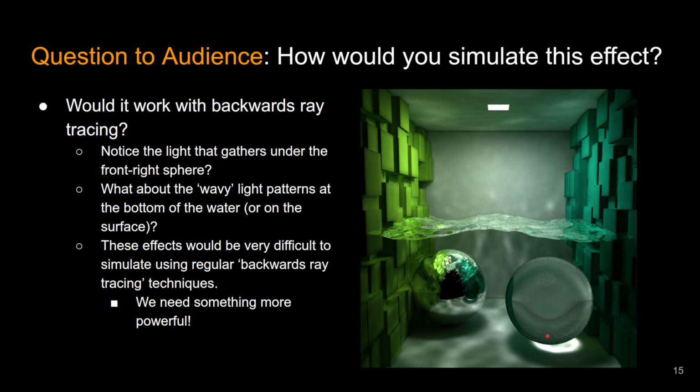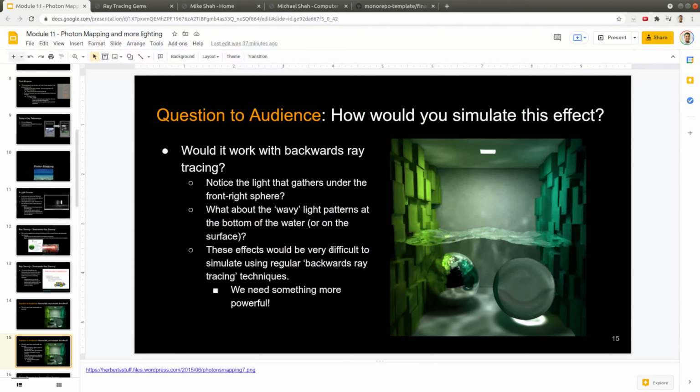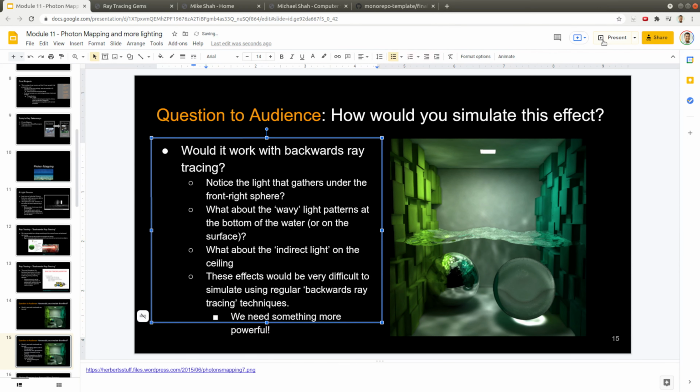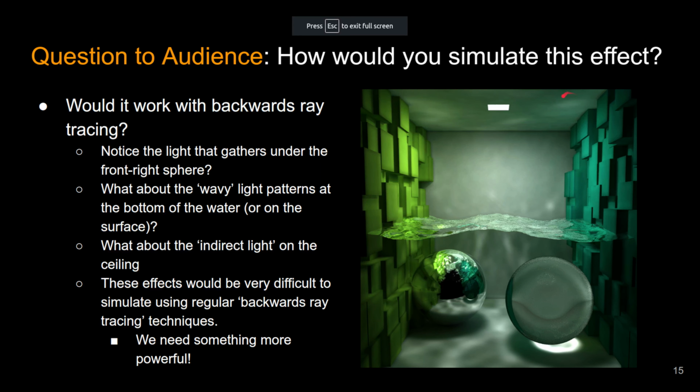But there's a little bit more to it, because there's actually light on the ceiling here too. Where does that come from? Let me add that here. What about the indirect light on the ceiling? That's going to be one of our terms today. That's why I wanted to write it down and make sure it's in here. Our light source is just casting rays down. So okay, maybe with backward ray tracing we could kind of do this. But the water is also going to be reflecting some rays up, and it's going to be bending. It also needs to accumulate light here. So there's a lot going on here. It's going to be hard to simulate with our backward ray tracing technique. So we need something more powerful.